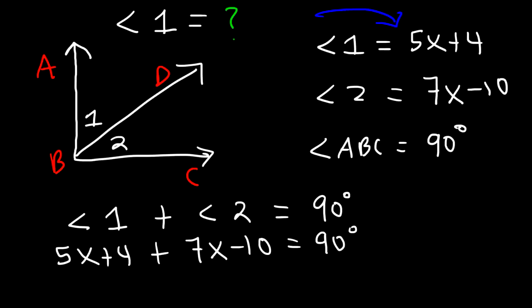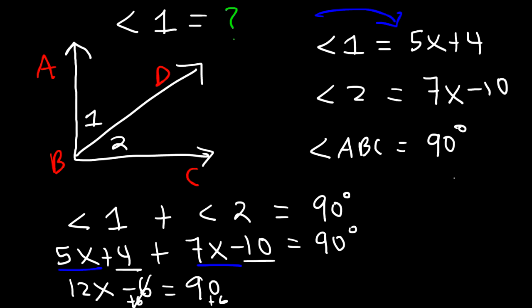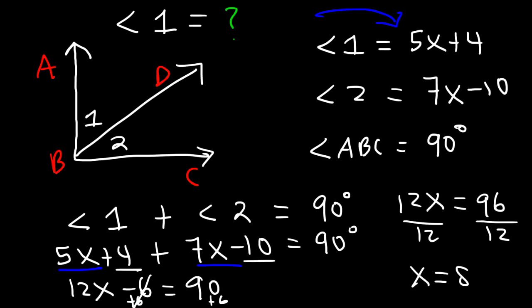So let's simplify the equation on the left side. Let's combine like terms. 5x plus 7x is 12x, and 4 minus 10 is negative 6. So 12x minus 6 is equal to 90. So now what we're going to do is add 6 to both sides. So on the left side, all we're going to have left over is 12x. On the right side, 90 plus 6, which is 96. So now what we need to do is divide both sides by 12. 12 goes into 96 8 times. So x is equal to 8.